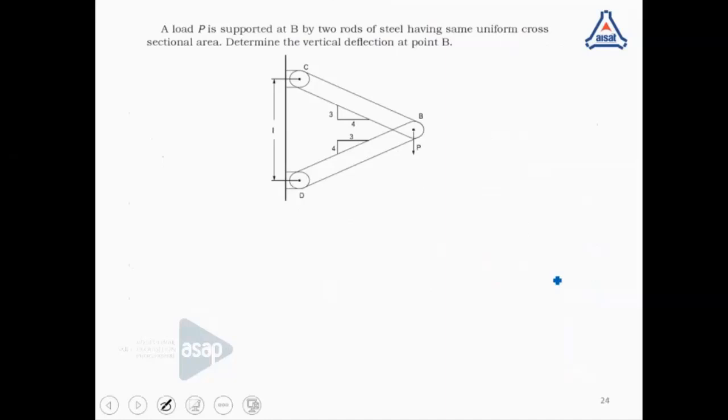A load P is applied at the point B. The point B is part of two bars, BC and BD, which are rigidly connected to this point. The orientation, the slope, is given by these triangles, and we have to determine the vertical deflection at the point B.